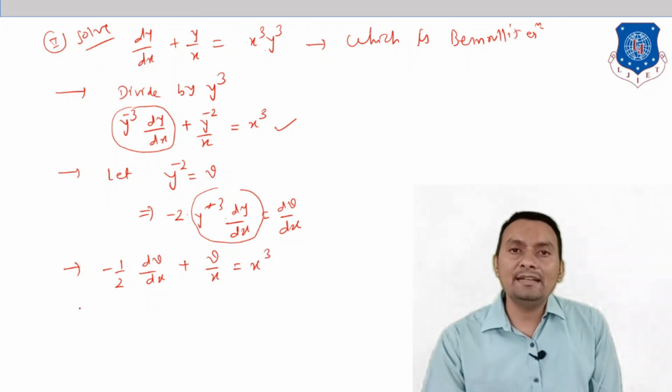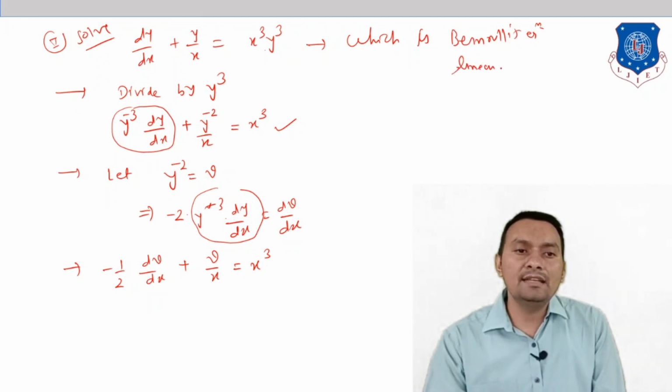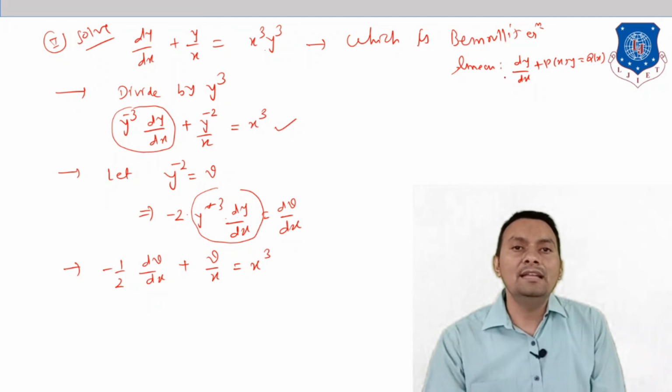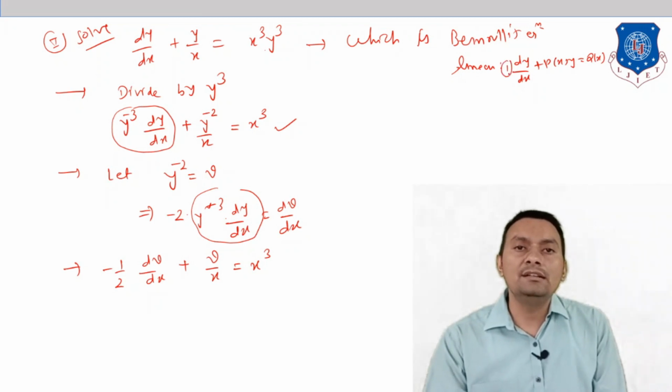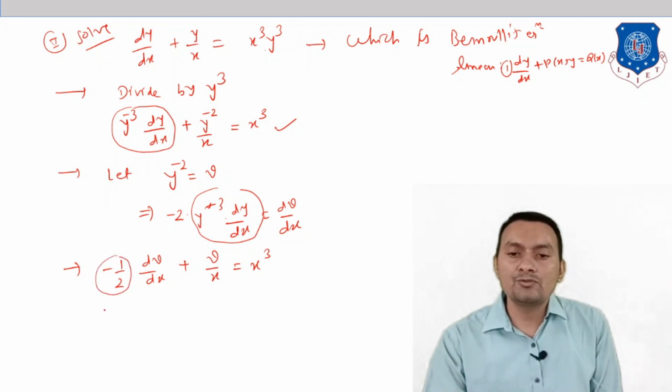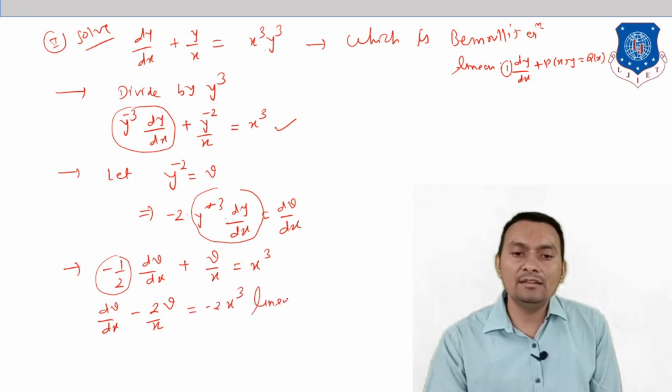Now this is exactly linear, but we know that the standard form of the linear differential equation is dy by dx plus p of x y is equal to q of x. Therefore, we must have the coefficient of dy by dx as 1. So I have to multiply by minus 2. So I will get dv by dx minus 2v divided by x is equal to minus 2x cubed, and we will call this a linear differential equation.